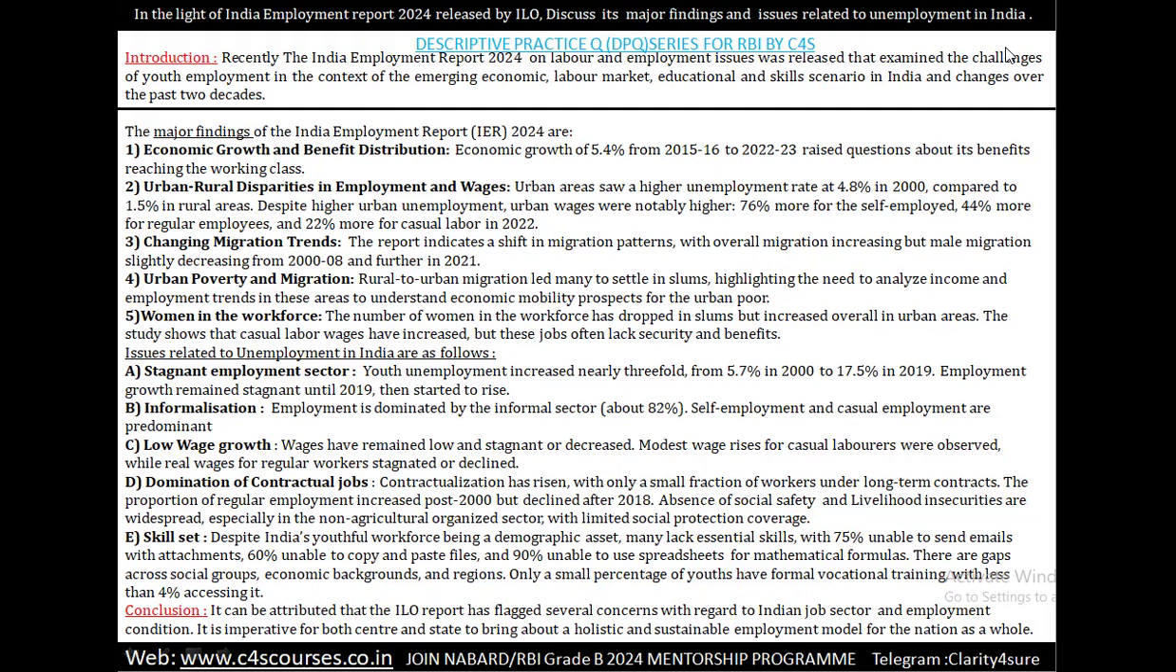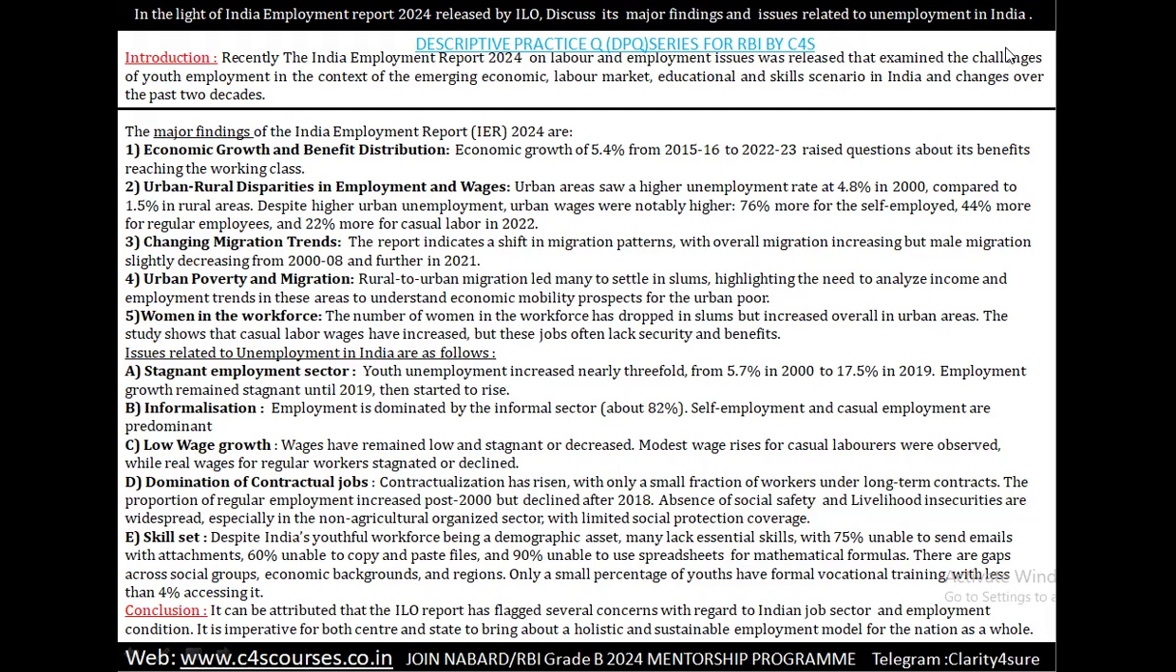So the gaps that are there across these groups, as you can see, they are unable to send emails. I have mentioned these points, but it's not necessary that you have to see these points or write them down. I have just mentioned them.